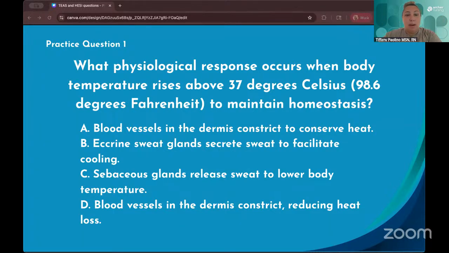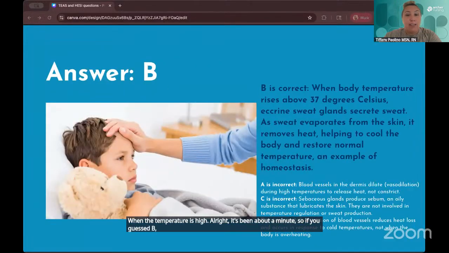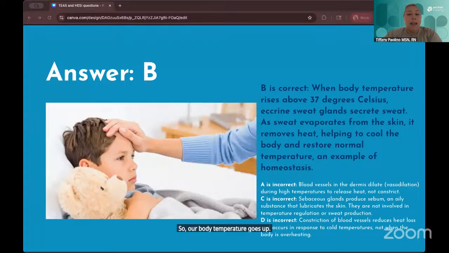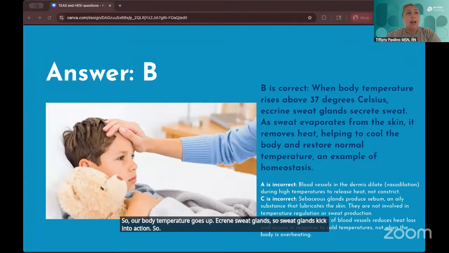All right, it's been about a minute. So if you guessed B, you are correct. Let's take a closer look at this one. I think this one was tough. So our body temperature goes up. Eccrine sweat glands. So sweat glands kick into action. Has anyone ever had a temperature? Did you ever break out into a sweat? Think about it that way.